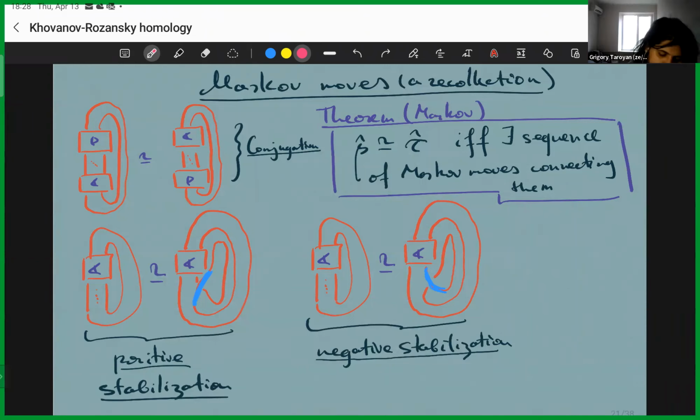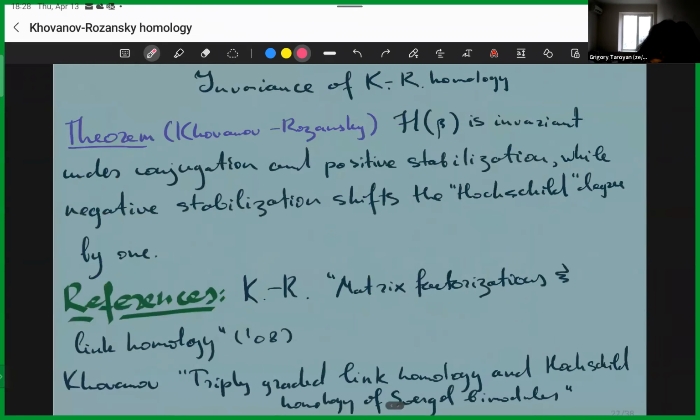So now we arrive at the key theorem about Khovanov-Rozansky homology, that it is actually invariant in a certain sense. So this triply graded space is invariant under conjugation and positive stabilization. And the negative stabilization shifts the Hochschild degree by one. So certain degrees stay invariant, and the Hochschild degree may shift by one. And here is a reference for this. It's the original paper of Khovanov and Rozansky.